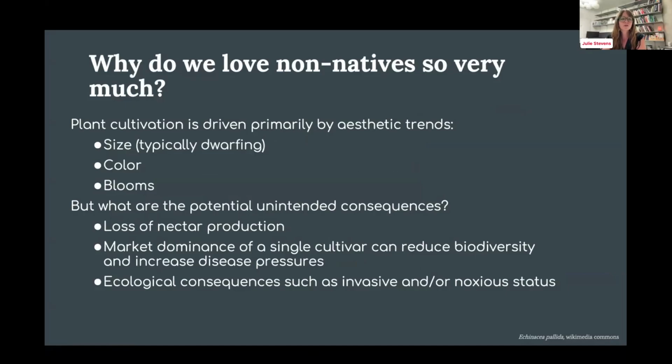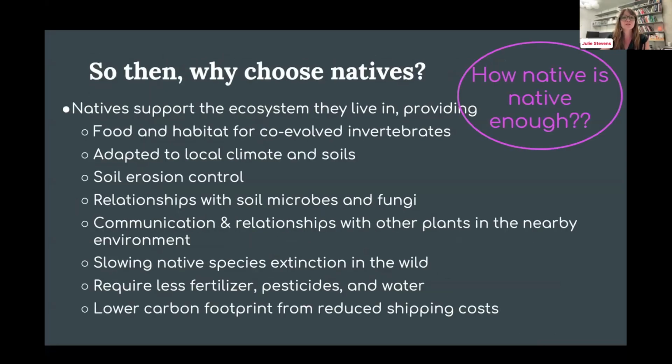We're looking for colors and flowers. We're looking for the next best thing. Isn't it fun when Monrovia puts out their next hydrangea cultivar? But we have some unintended consequences, right? A lot of those plants are not supporting other species, and then we have this sort of market dominance, right, which is decreasing biodiversity. And as we talked before, they can become invasive or noxious.